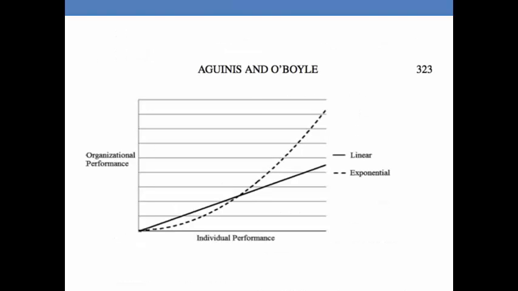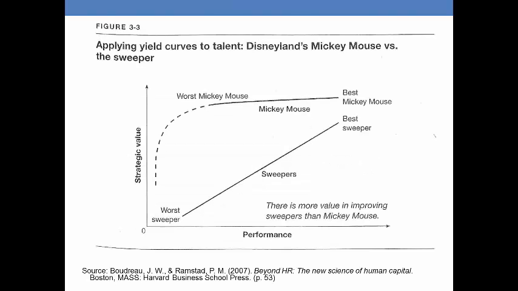So Aguinis and O'Boyle are saying that the straight line for the sweepers is often not a straight line for those kinds of workers. It is not a straight line where the power law applies, according to these authors. And do you remember the distinction we made between the sweepers and the person walking around in the Mickey Mouse outfit?